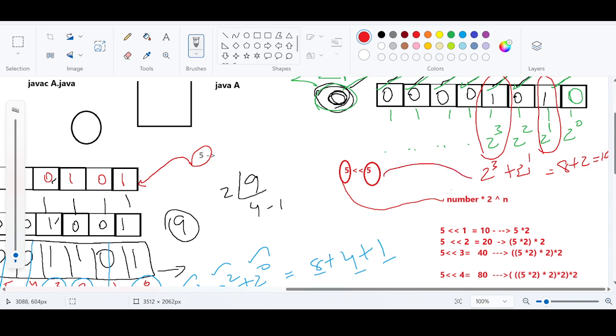And this 5 is what? This 5 is n. So 5 into 2 to the power of 5, so 32 into 5. Am I correct? 160 should be the answer, right? Are we getting 160? Let us check.